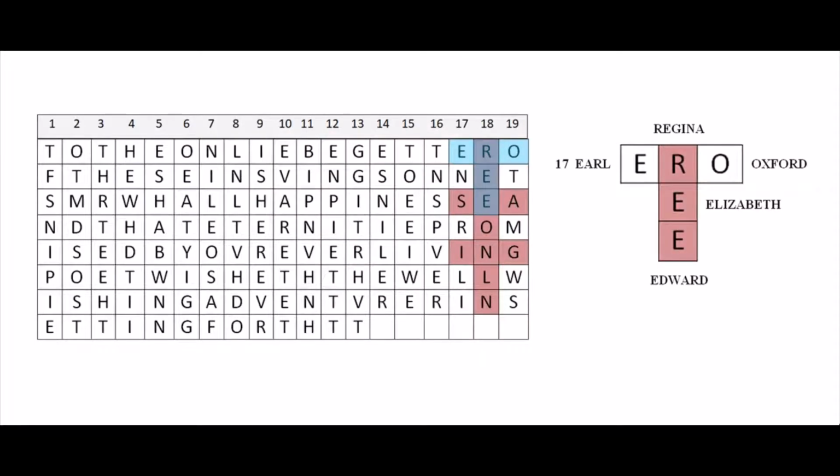Lying over the top part of the rebus is a cross. Beginning in column 17, the left and right sides of the arm of the cross spell EO, 17 Earl of Oxford. At the foot of the cross is the letter E for Edward. Altogether, Edward 17 Earl of Oxford. In the middle of the cross are the initials ER for Elizabeth Regina.